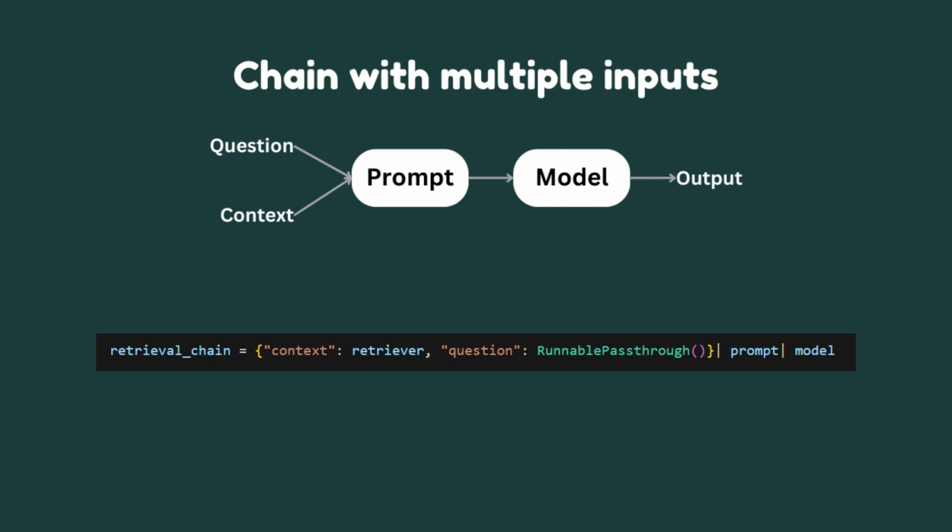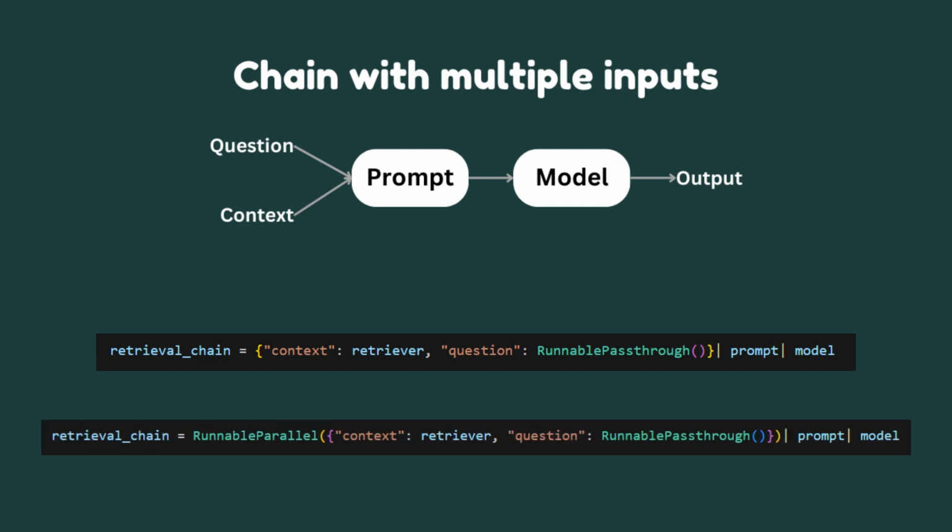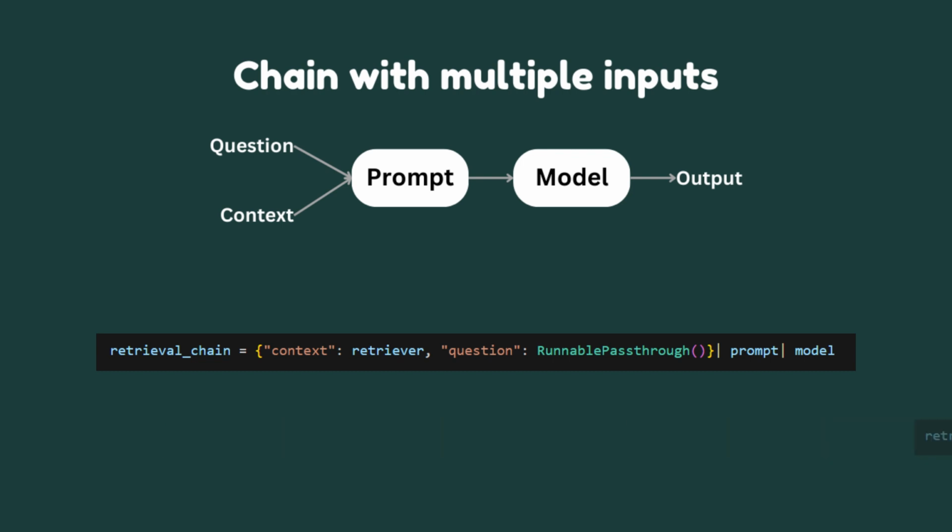But you might be wondering, didn't we say that we need to have only runnable objects in the chain? Well, actually, you can wrap this dictionary using a runnable class called RunnableParallel. But even if you don't do it explicitly, LangChain interprets the dictionary as a runnable. Now, the user only gives the question. How do we get the context? We can get the context from our data in the vector store using the retriever component.